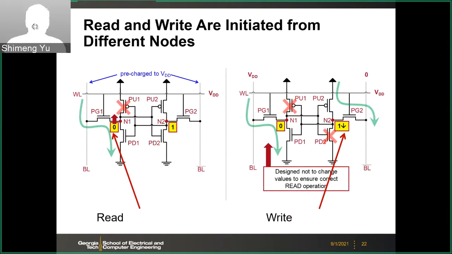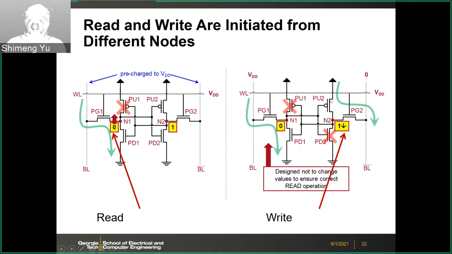All right, so let's have a comparison between the read and the write. For the read, we care about the PG1 and PD1 because here we want the N1 node to not be disturbed. So here the N1 node voltage increase should be minimized. And then you want the PD1 to be stronger than PG1, so you can pin the voltage of N1 closer to ground.